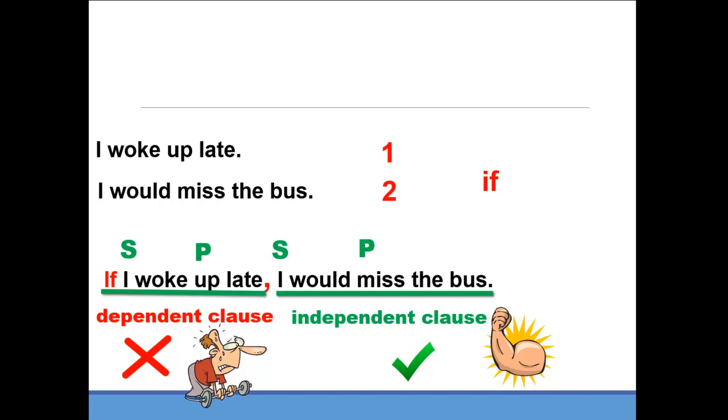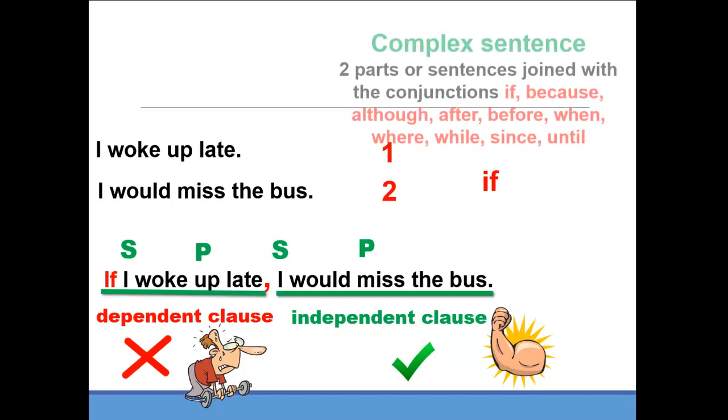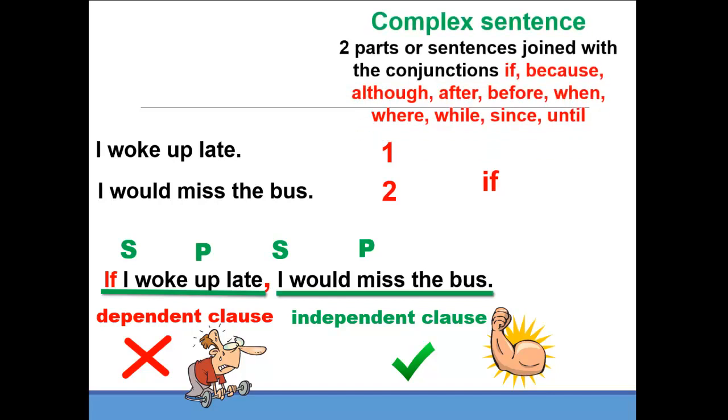When the subordinating conjunction comes at the beginning of the sentence, you need to put a comma at the end of the first part of the sentence, or at the end of that dependent clause. Excellent. The two parts make up a complex sentence.